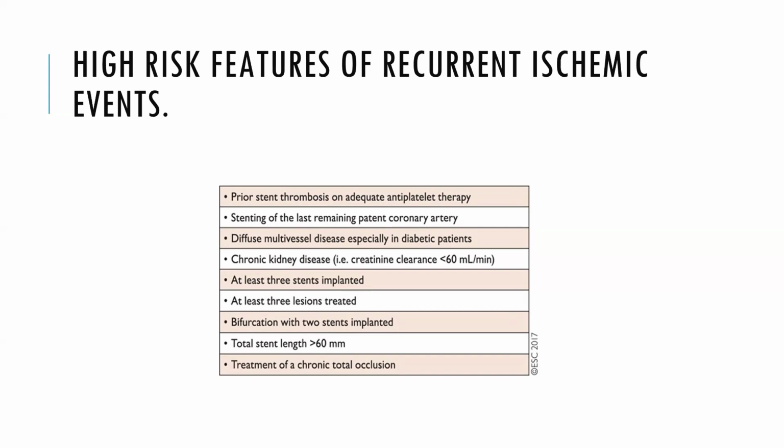Okay, the high risk features. These are the things I want you to consider as high risk features of recurrent ischemic events: patient with prior stent thrombosis, patient with CKD, patient that has at least 3 stents implanted, patient that had 3 lesions treated, or when the total length of stent is more than 60 millimeters. These are features of high risk of recurrent ischemic events. Next slide.